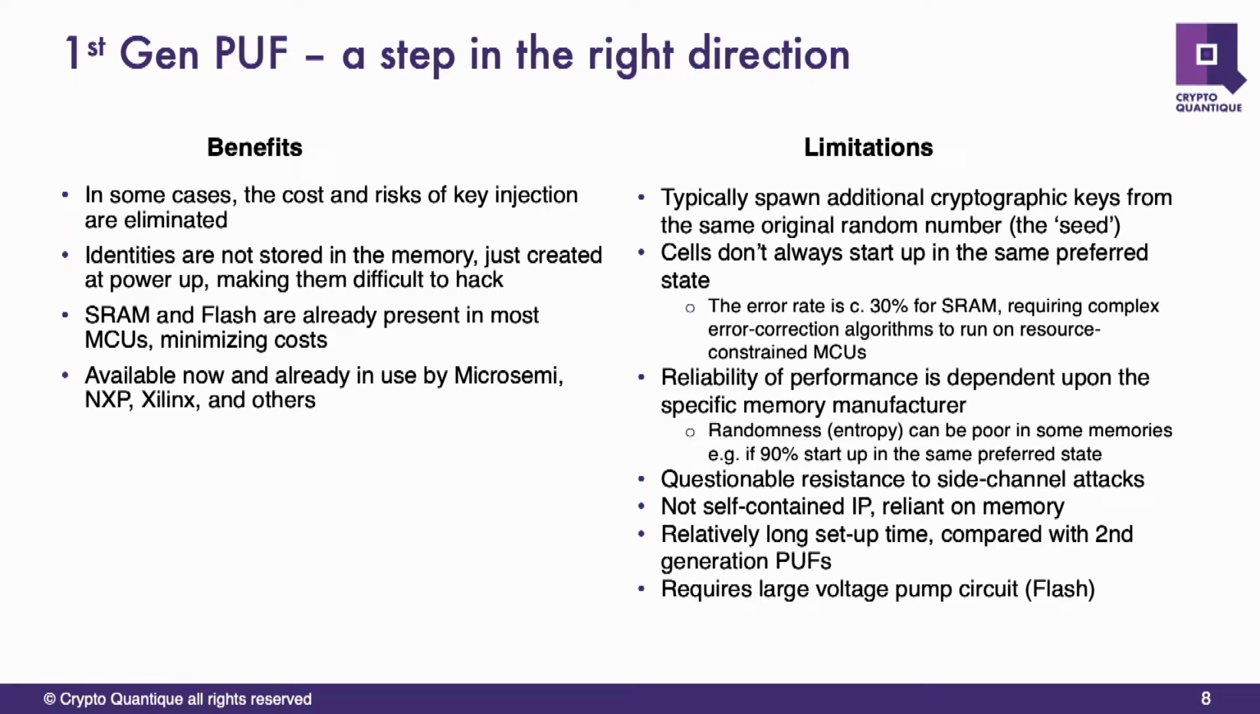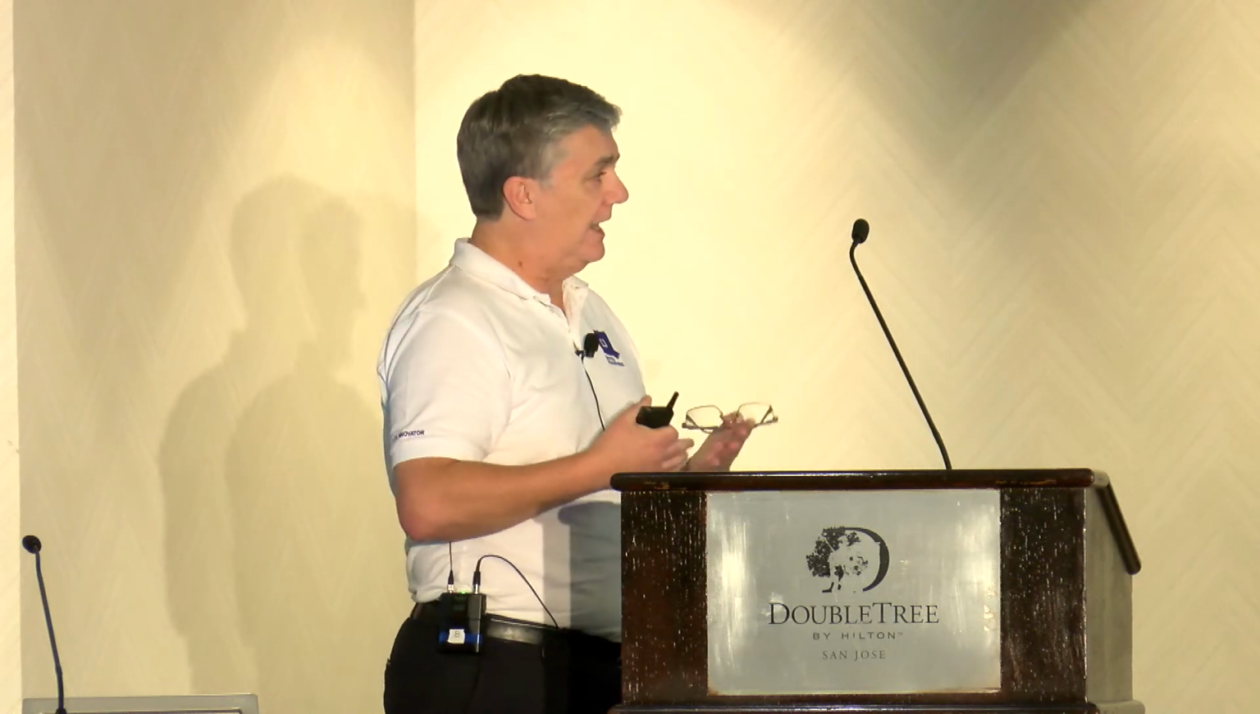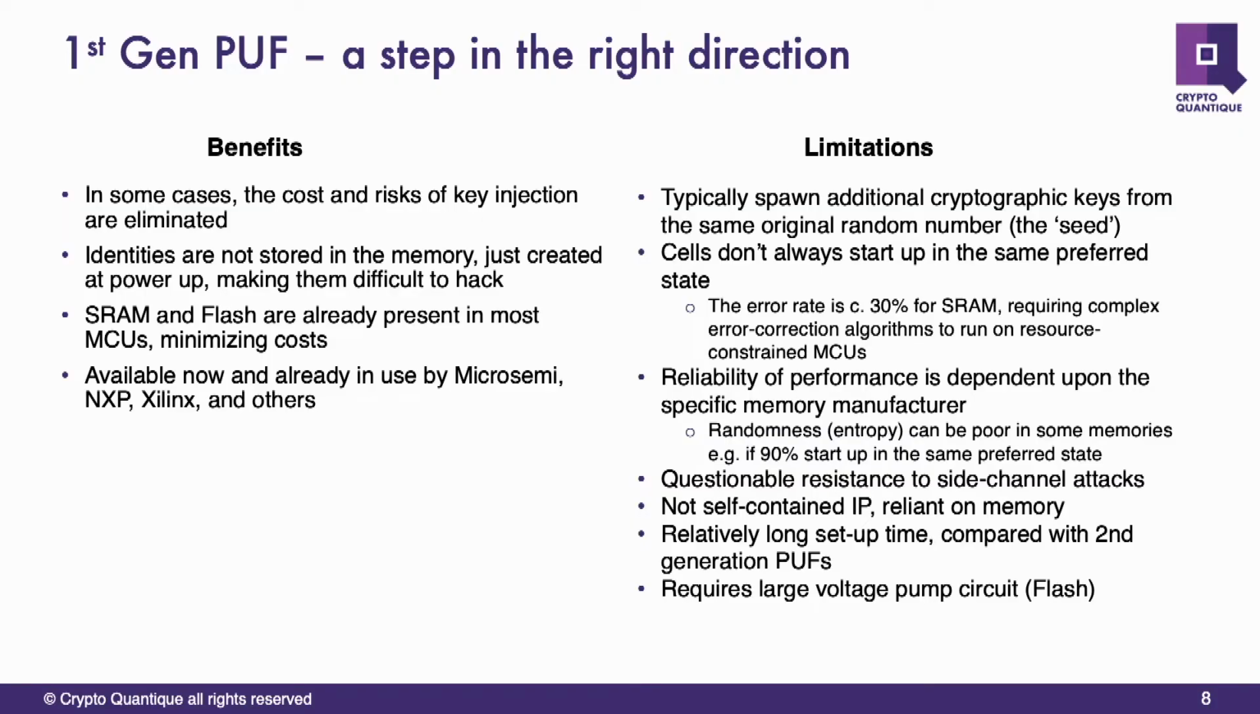But what are the limitations of this first generation? Typically, the PUFs could only generate one key, and you then had to run an algorithm to spawn other keys off that to generate multiple keys. The cells didn't always start up in the same preferred state as you'd expect, and in the case of SRAM cells, you can get up to 30% bit error rates, which means you have to have a lot of software to actually run the error correction algorithm. So the software overhead is quite high.